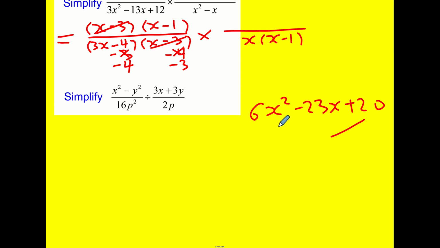Okay, so multiply these two to give me 120. Now we need two numbers that multiply to give 120 and add to give minus 23. They're going to have to both be negative for this to work. So let's write down our factors of 120. We've got 6 and 20. That's not going to work.